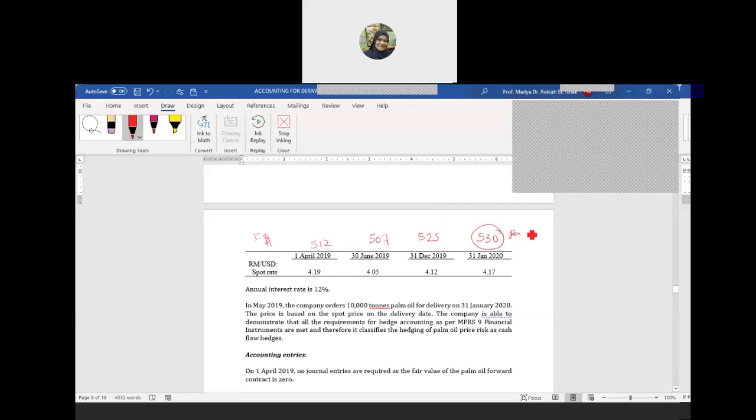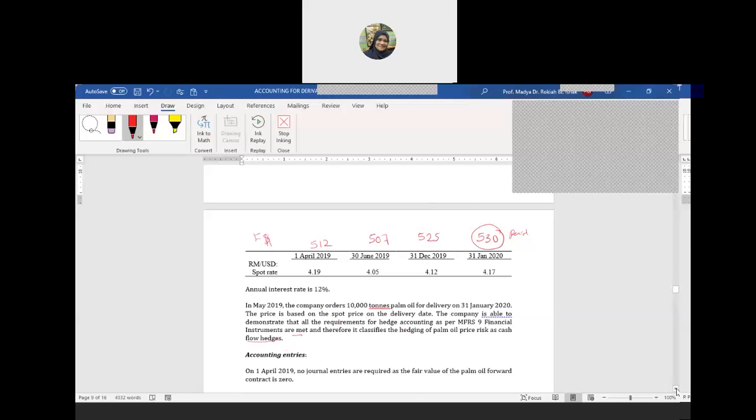The company is able to demonstrate that all the requirements for hedge accounting as required for MFRS 9 Financial Instruments are met. Means that you already have each item, each instrument, already have the contract and hedge effectiveness. So we assume that this hedge is a cash flow hedge. Okay, so now we're going to prepare the journal entry.